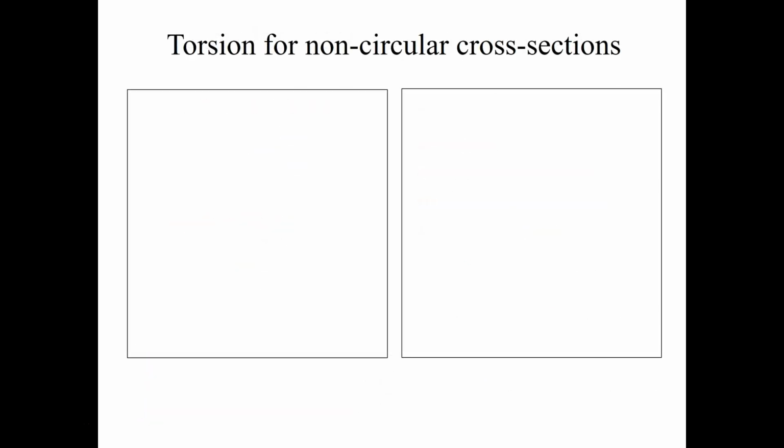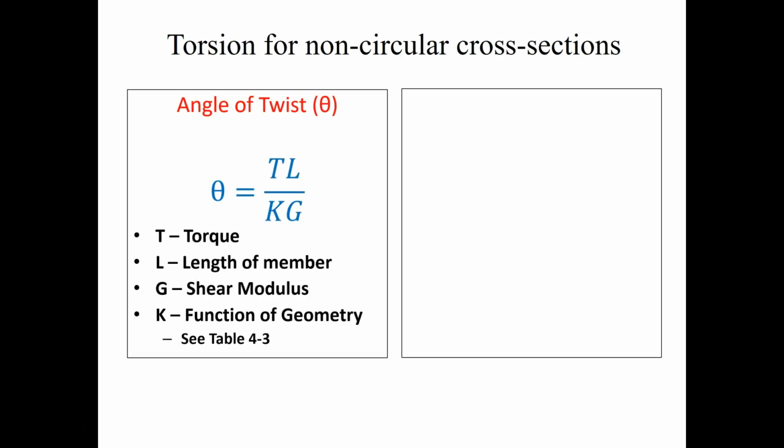Now let's look at torsion for non-circular cross sections. When calculating the angle of twist for a non-circular cross section, we're going to use K instead of J, and that's going to be a function of our geometry. We'll refer to a table in the next slide or two to see where K comes from.